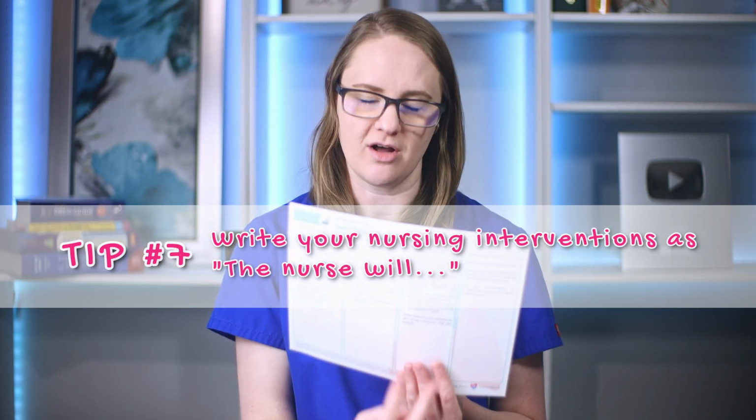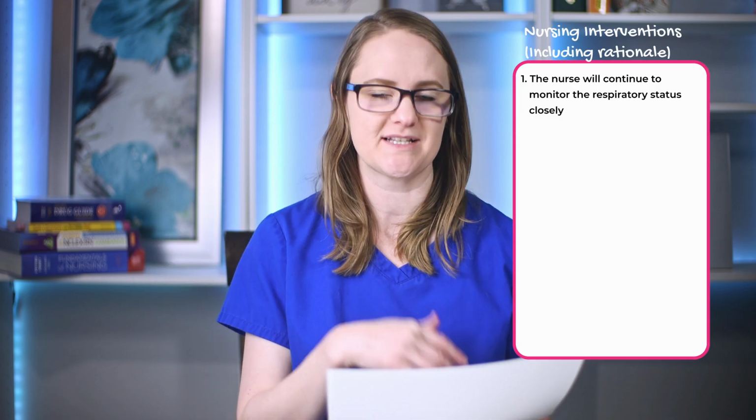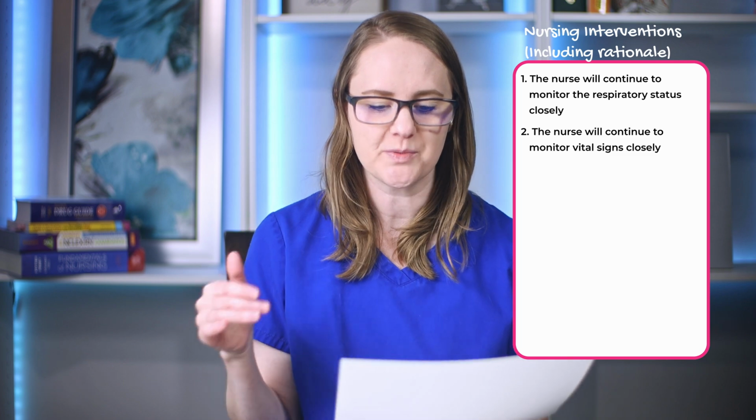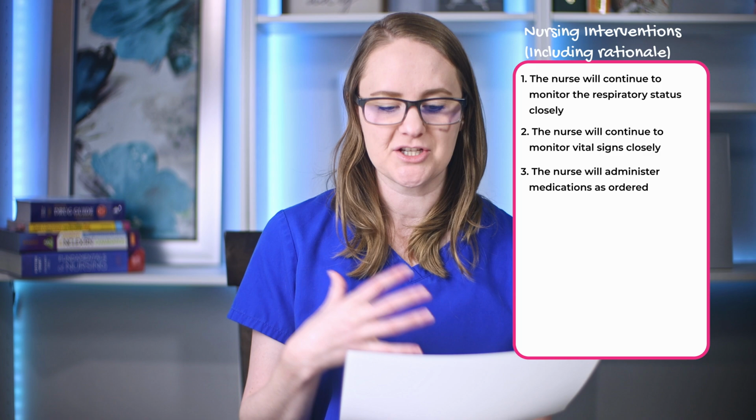So this is the third column, nursing interventions. So you as the nursing student, you will write these things as the nurse will. So that's you, the nurse will. Some examples we have here, the nurse will continue to monitor the respiratory status closely. Okay, the nurse will continue to monitor vital signs closely. The nurse will administer medications as ordered. You can actually put whatever specific medications that your patient's on.